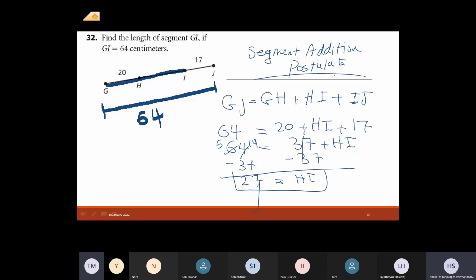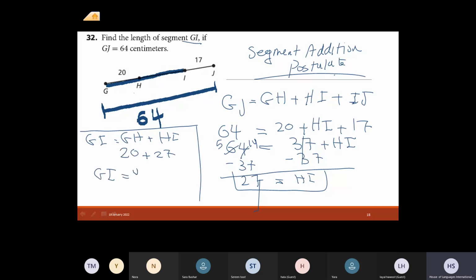No. Because what I asked you is GI. What is the length of GI? Remember the final. What is the length of GI? If the choice is not 27, don't choose 27. What did I ask you to find? GH plus HI. What is the length of HI? 27. GH 20. So GI will be 47.